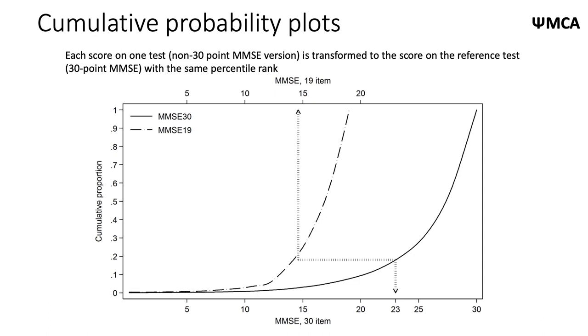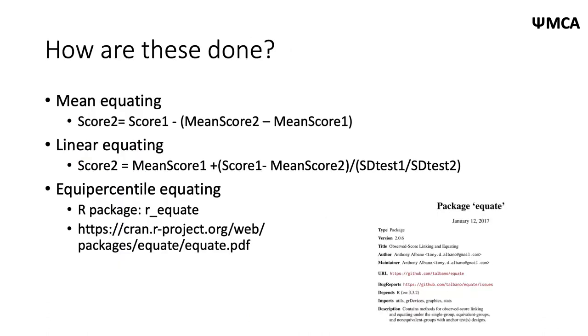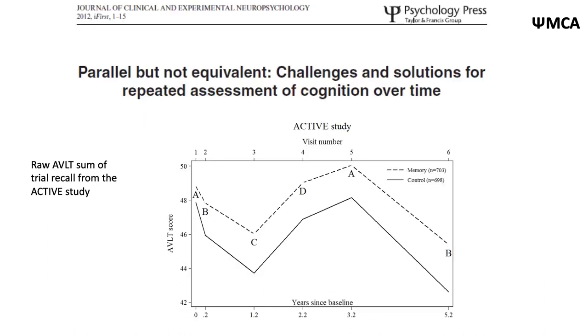I won't go through that. It's pretty easy algebra for how these things are done. There's an R package for equipercentile equating. This is an example from the ACTIVE study where we had different versions of an AVLT word list.